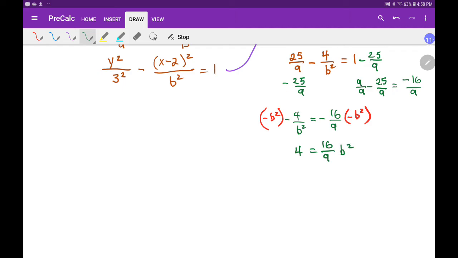I don't want that fraction there, so I'm going to multiply by the reciprocal. 9 over 16 takes care of that. And I will have 9 over 4, because the 4 cancels with the 16, and b squared is equal to that. So b is equal to, take the square root of both sides, 3 over 2. So b is equal to 1.5.